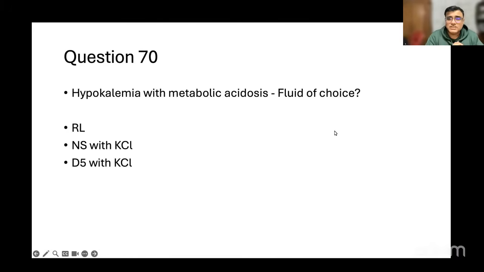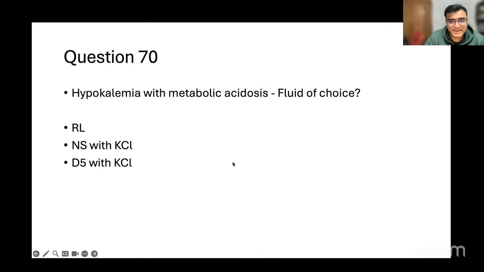Hypokalemia with metabolic acidosis, fluid of choice, they had asked. RL, NS with KCl, and D5 with KCl were three of the options which were recalled.